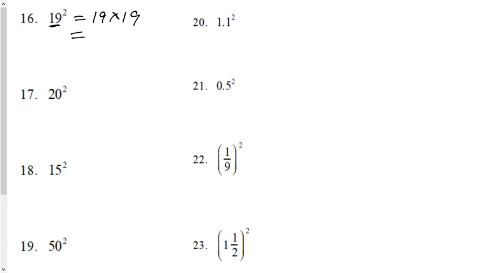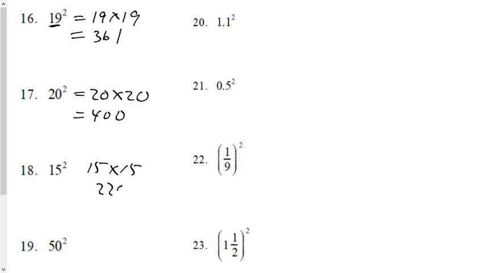19 times 19 is 361. It's the one you had to memorize. You had to memorize up to 20 times 20. So if you struggle, write this down, and then you have the answer of 400. 15 times 15 is what this means, which is 225. And 50 times 50, somebody said, I don't know how to do that.